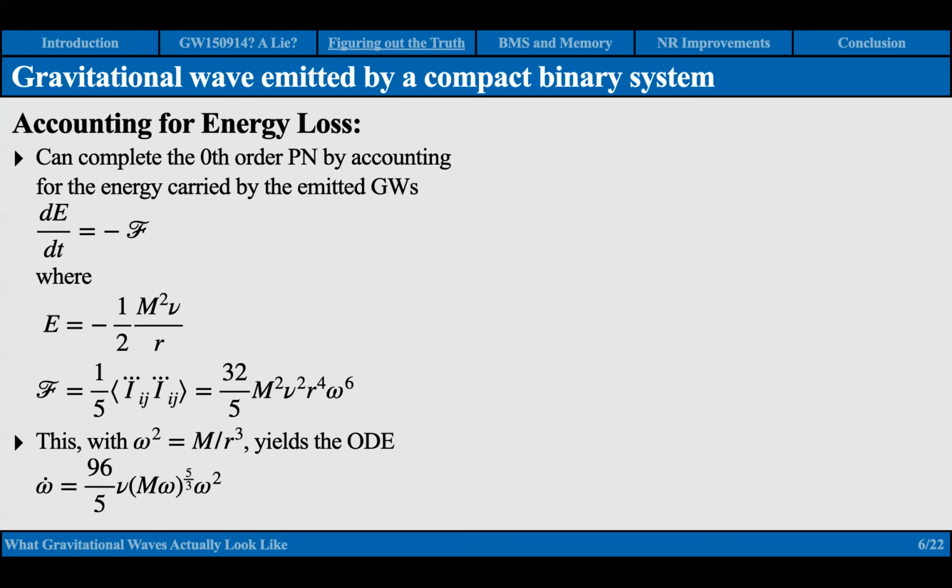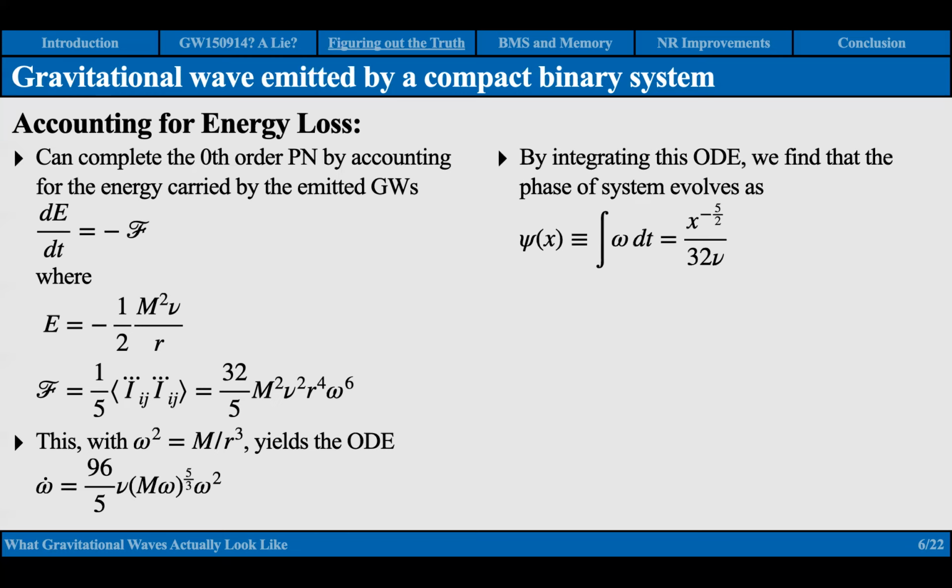With this, we can figure out what the phase of our binary system is going to be, because the phase is just going to be the time integral of omega. So if you solve this ODE for omega and then integrate it with respect to time, you'll get the phase of your binary, which is what we want to replace that omega t term with. If you solve this ODE and then just integrate it, what you get is that the phase of your binary to leading order goes as this PN parameter to the -5/2 power.